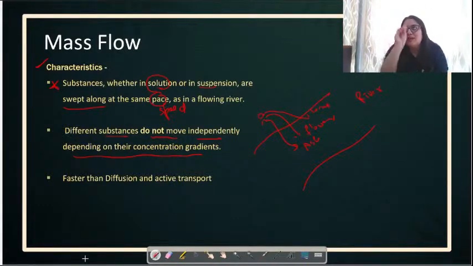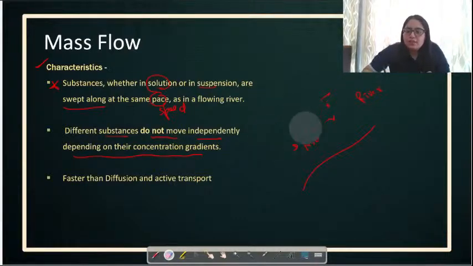That doesn't mean that some solutes will be carried slower and some will be faster. No, all will move with the same speed. So substances in a mass flow do not move according to their concentration gradient, and this is exactly opposite to what happens in diffusion.